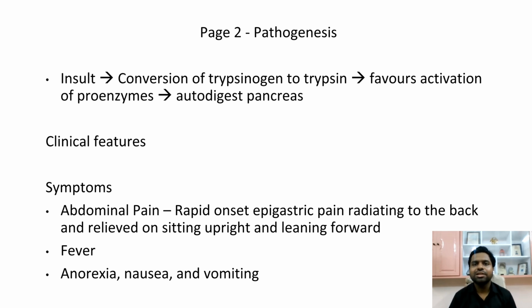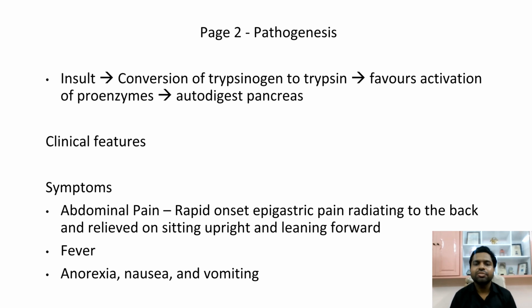So you write the sentence, give a vertical arrow that occupies 3 lines at least, and then write another sentence. So it goes this way. Initially the insult, then we are going to have conversion of trypsinogen to trypsin. This favors activation of proenzymes and this causes autodigestion of pancreas.